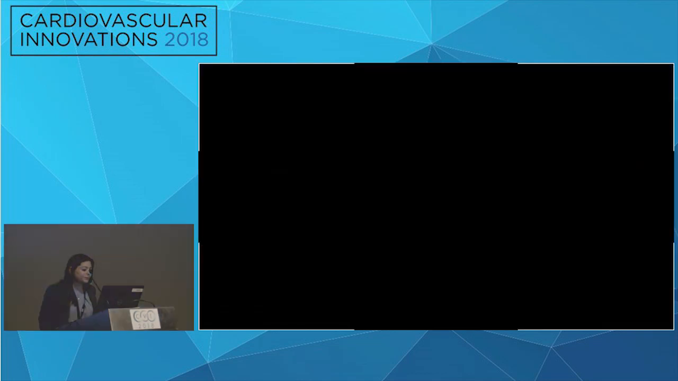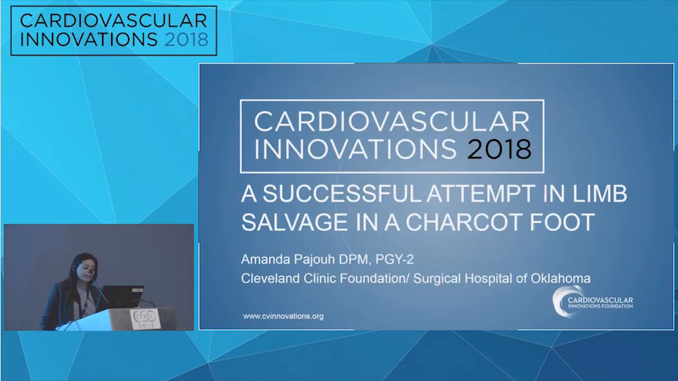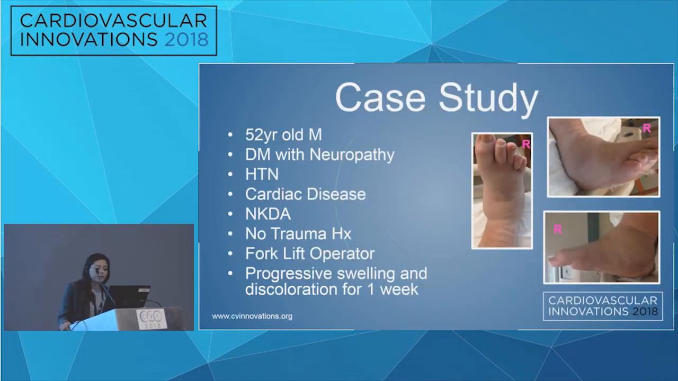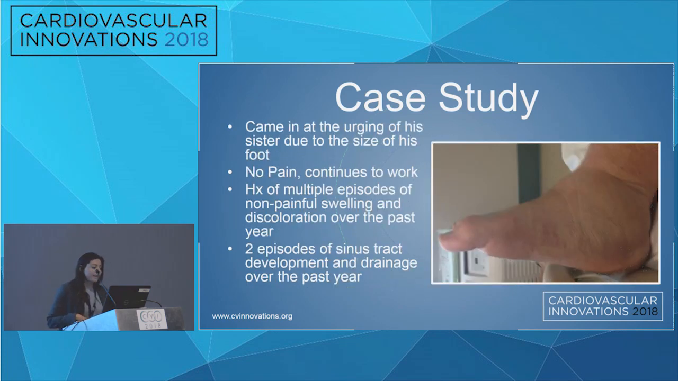Hi, I'm Amanda. I'm going to be talking today about a successful attempt in limb salvage in a Charcot foot. So a 52-year-old male with a past medical history of diabetes with neuropathy, hypertension, cardiac disease, no known drug allergies, no trauma history, is currently a forklift operator at a Lowe's and lives with his sister, presents with progressive swelling and discoloration for about 1 week. He came in at the urging of his sister due to the size of his foot. He complains of no pain and wants to continue to work as he continued to work during this time.